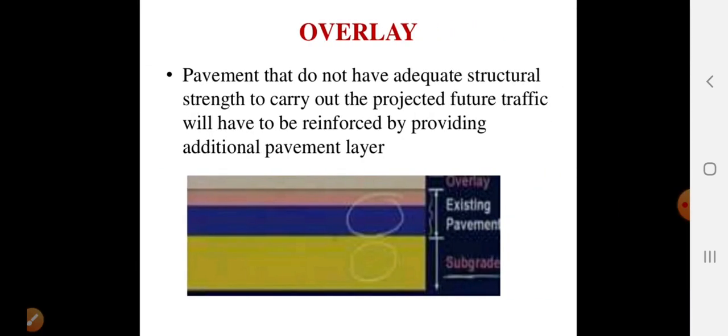Next, what overlay means is explained here. See, these are the different layers: subgrade and the existing pavement we're having, like base course, sub-base course, and the wearing course. The pavement that does not have adequate structural strength to carry the projected future traffic will have to be reinforced by providing an additional pavement layer, which we call an overlay.